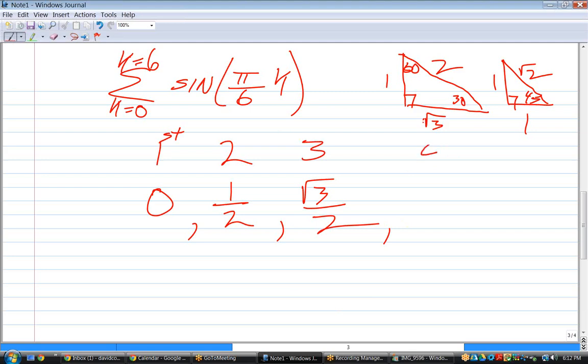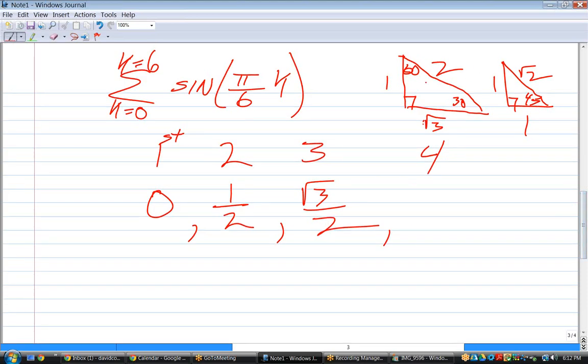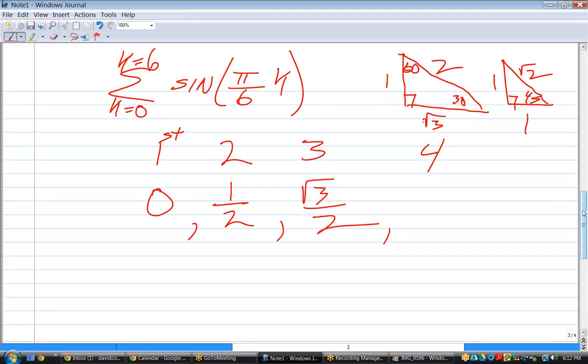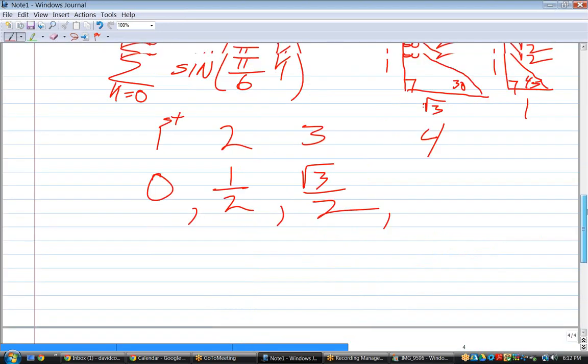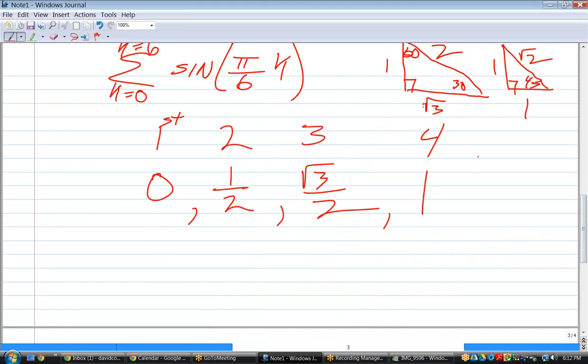The sine of pi over 2. Right. Okay. Pi over 2 is 90 degrees. Right. So it's hard to get that from those two triangles, but if you have this memorized, this is 90 degrees right there. So it's 1. So that's the fourth term. How about the fifth term?